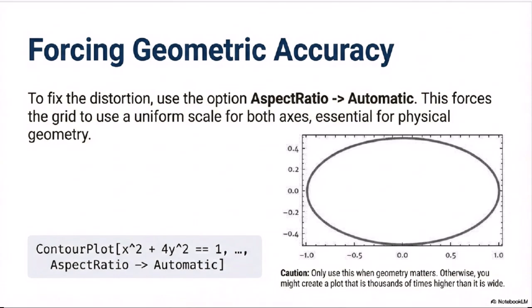And check it out. We add that one little option, and bam, the true shape just snaps right into place. Now we can clearly see the ellipse we were expecting all along. It's a fantastic reminder that sometimes you have to tell your tools how to show you the truth.